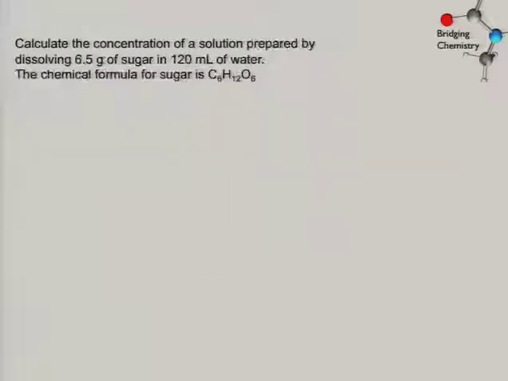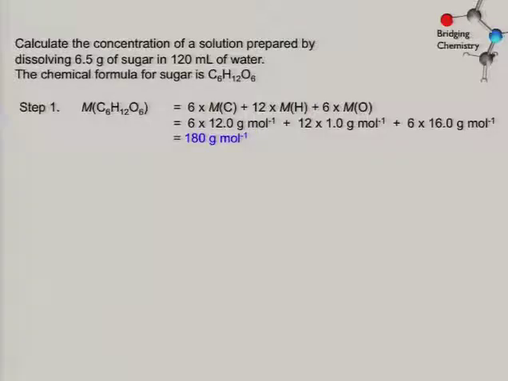Yeah? So calculate the concentration of a solution prepared by dissolving 6.5 grams of sugar in 120 mils of water, given that the chemical formula for sugar is C6H12O6. Yeah? And so you're going to do that just like we've been doing. It'll be 6 times the molar mass of carbon and 12 times the molar mass of hydrogen and 6 times the molar mass of oxygen. And so if you work all that out, then hopefully you ended up with 180 grams per mole.